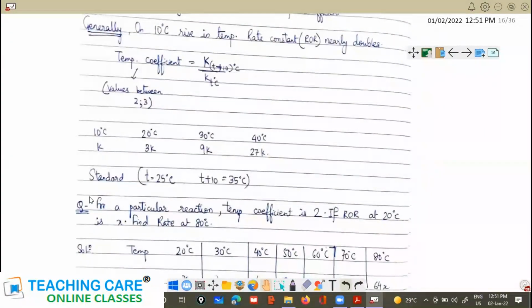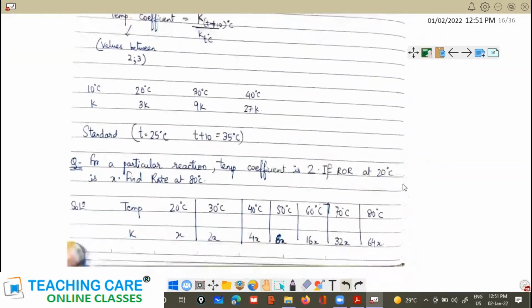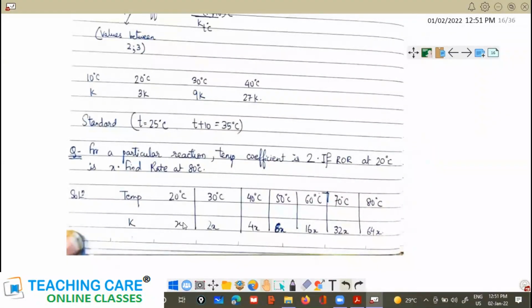Now, for a particular reaction, the temperature coefficient is 2. If the rate of reaction at 20 degrees is X, find the rate of reaction at 80 degrees. So what will it be? At 20 degrees, it will be X. So you keep on doubling the value. At 80 degrees, you will be getting 64X. The rate of reaction at 20 degrees is X, so the rate of reaction will be 64X. Clear?